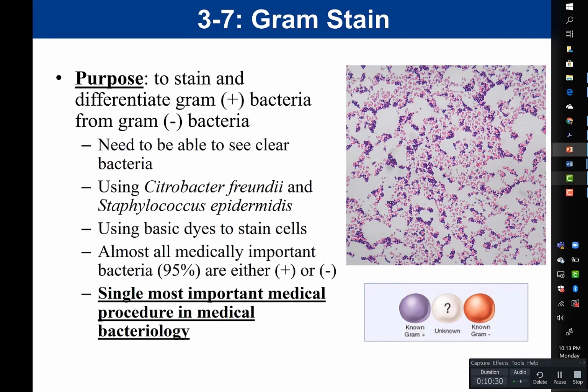You want to know that in the gram stain we use basic dyes to stain the cell. You want to know that we use two dyes: crystal violet and safranin. You want to understand that at the end of this procedure, gram-positive are going to appear purple and gram-negative are going to appear pinkish red. This would be an example of what you would see when you took your Citrobacter freundii, which is your gram-negative, and mixed it with Staphylococcus epidermidis. I told you that you would mix it in the same puddle of water, so in that puddle of water you're going to have both your gram-positive and your gram-negative.